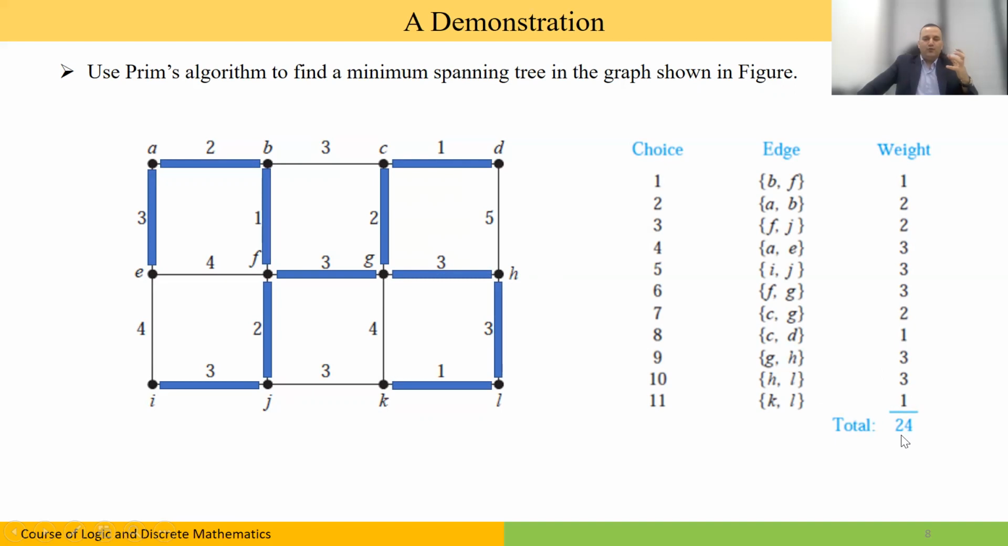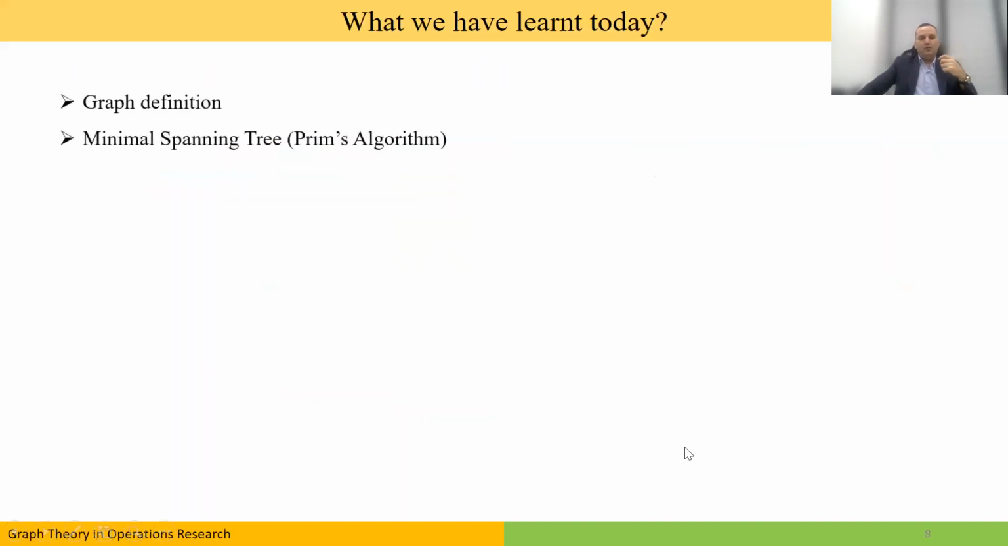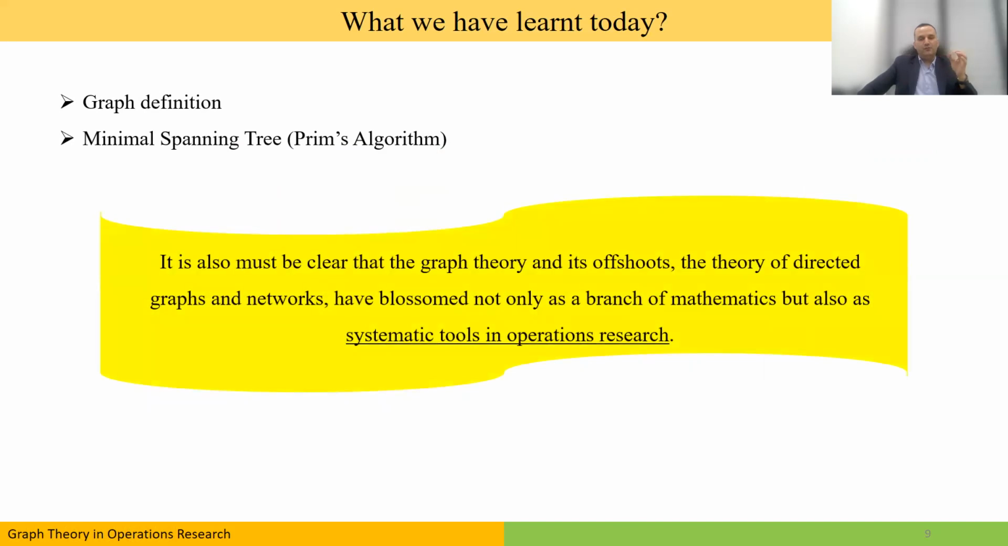These 24 units can be, for example, a distance, cost, or time. So what have we learned today? We learned about graph definition, and we saw how we can use graph theory, for example, in this case, a minimal spanning tree in operations research. We should mention that graph theory is not just a branch of mathematics, but also a systematic tool in operations research. Thank you for your attention.